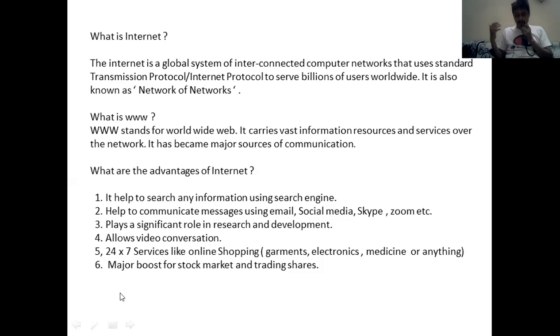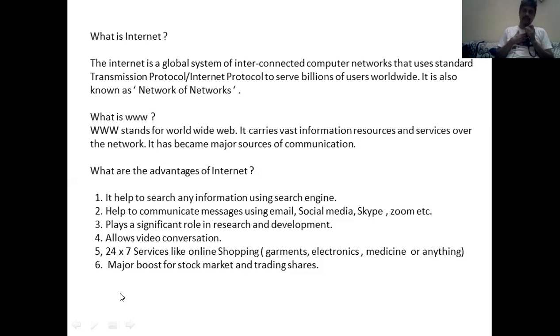When we look at the advantages of the internet, we have to understand a few important things. When we search for any information on the internet, we get it very easily. How do we get it? It helps us search for any information using a search engine.